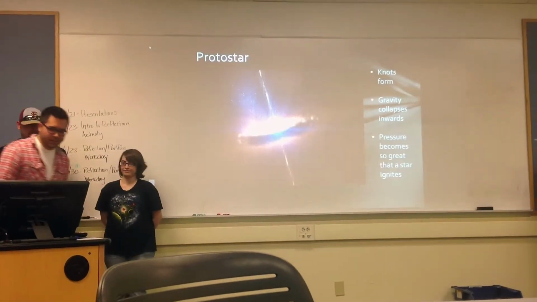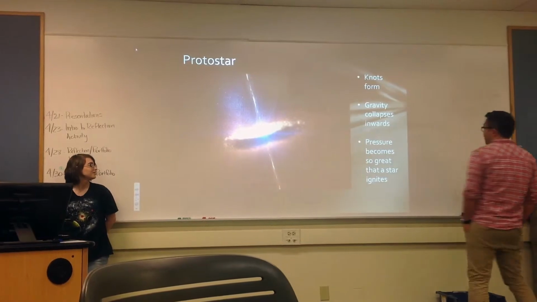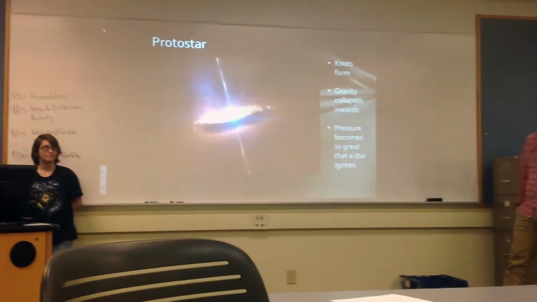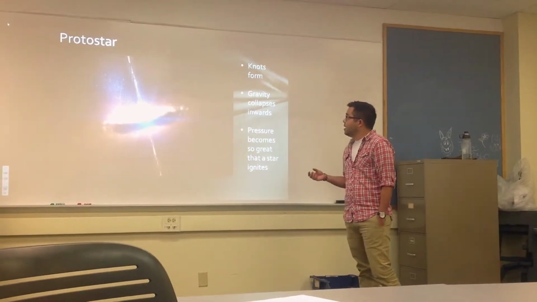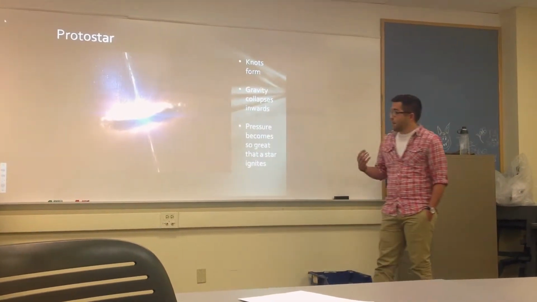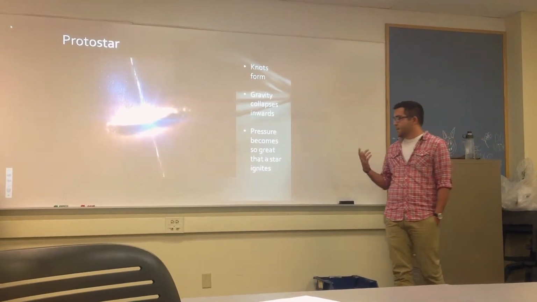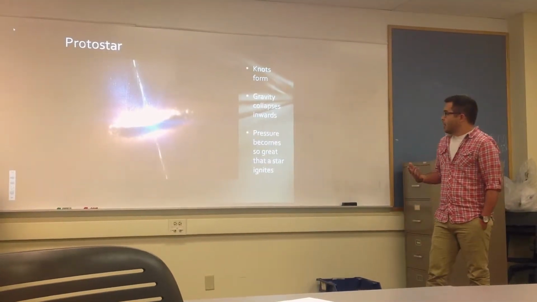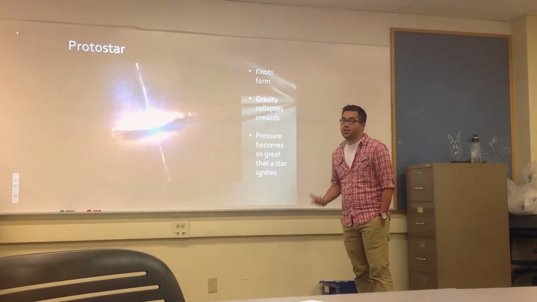Okay, so protostars. What happens with a protostar is in these clouds, basically knots begin to form, gas and dust begins to clump together, eventually becomes massive enough that gravity takes over and it starts to collapse inwards, creating massive amounts of pressure and heat. Eventually, when there's enough gas, that pressure ignites a new star.